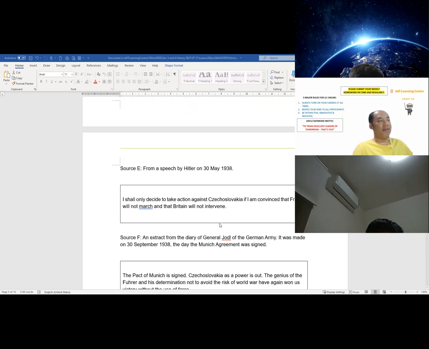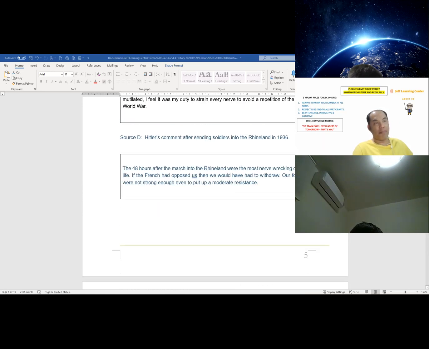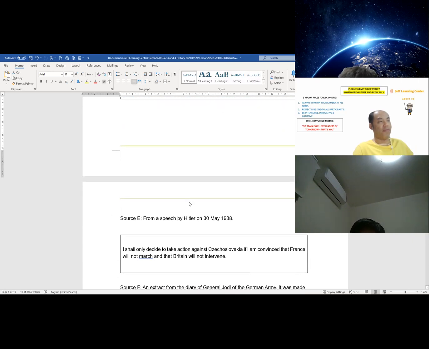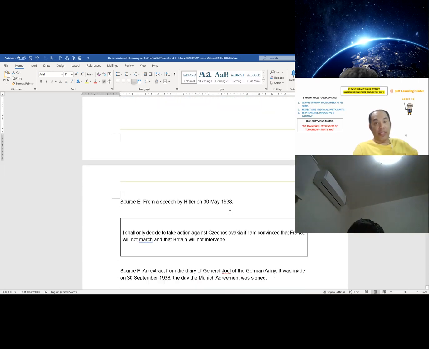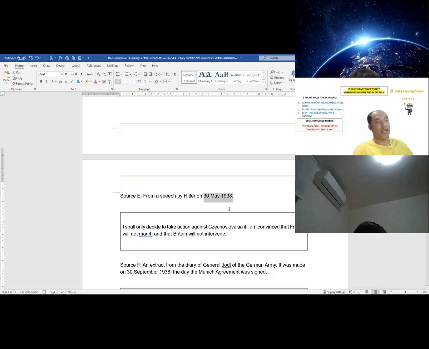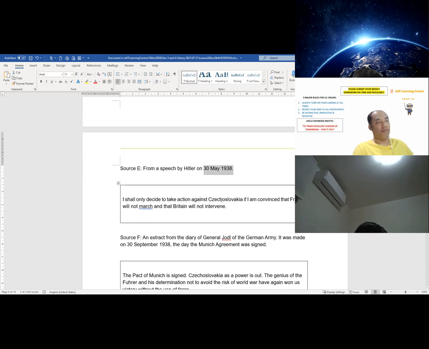Then what do we think about E? From a speech by Hitler. Look at the year: one is 36, so make sure you check the provenance. When you're doing your exam, please always look at the provenance, which is super important, because the year tells you where and when. So this is 2 years later, after they attacked the Rhineland in 1936: I shall only decide to take action against Czechoslovakia if I am convinced that France will not march and that Britain will not intervene.